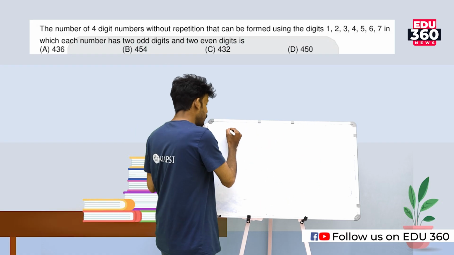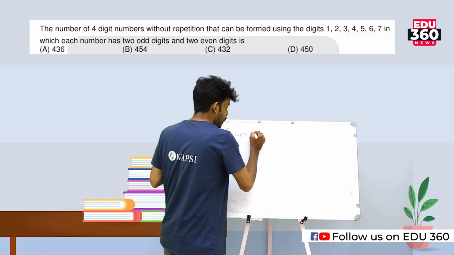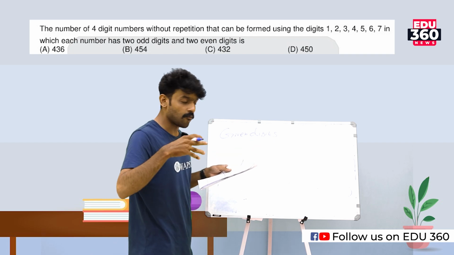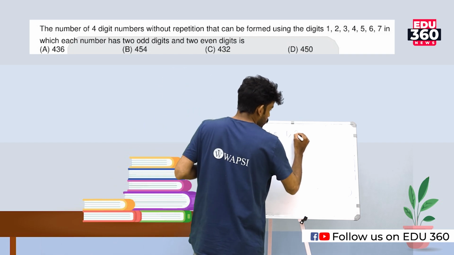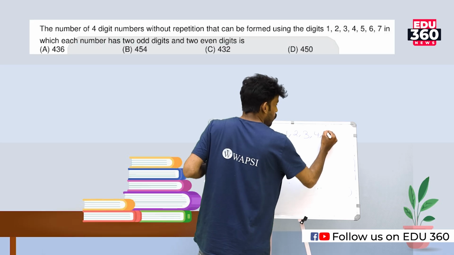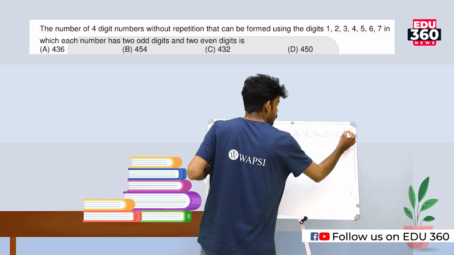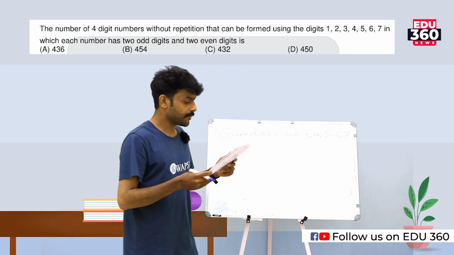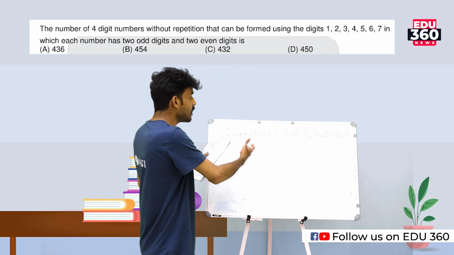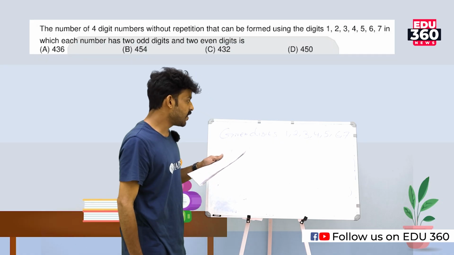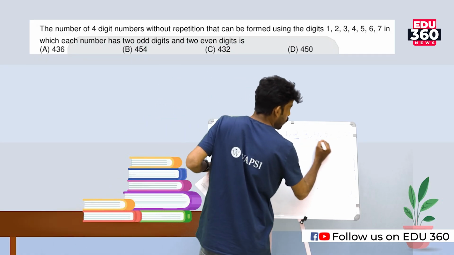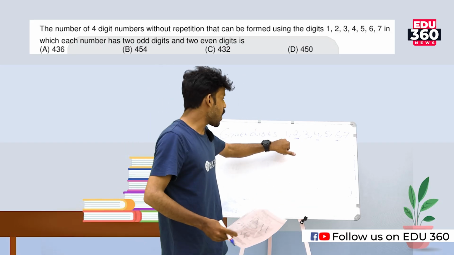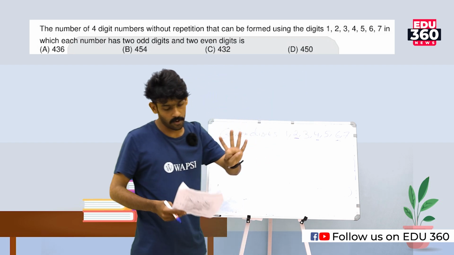First of all, we can write the given digits. The given digits go from 1 to 7, that is 1, 2, 3, 4, 5, 6, 7. How many even digits are here? You can see 2, 4, 6, so there are 3 even digits. And how many odd digits? 1, 3, 5, 7, so there are 4 odd digits.